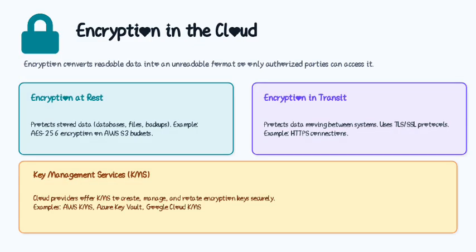Encryption converts data into an unreadable format for protection. Encryption at rest protects stored data using AES 256, like on AWS S3. Encryption in transit protects data moving between systems using TLS and SSL. Cloud providers also offer key management services like AWS KMS and Azure Key Vault.